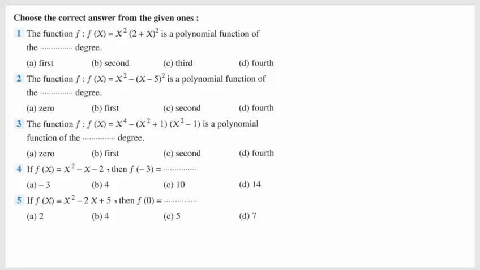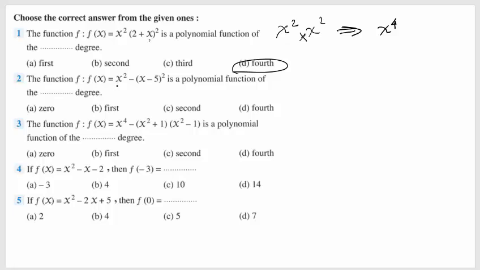The function f of x equals x squared multiplied by the bracket 2 plus x, whole squared. Take care of this statement. You have x squared and a bracket with x also squared. So it will be x squared multiplied by x squared. You know from the previous years that when multiplying the same variable, we add the powers. So it will be x to the power of 4, so the degree is 4.